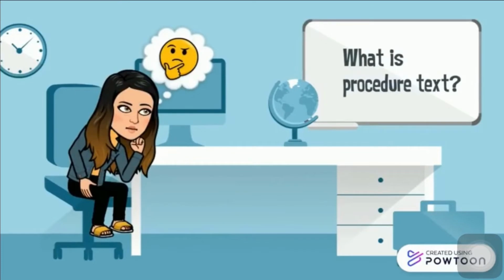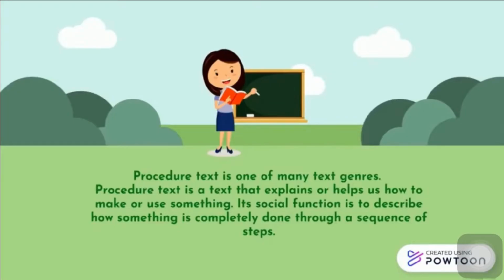Here, we will learn about procedure text. What is procedure text? Procedure text is one of many text genres. Procedure text is a text that explains or helps us how to make or use something. Its social function is to describe how something is completely done through a sequence of steps.